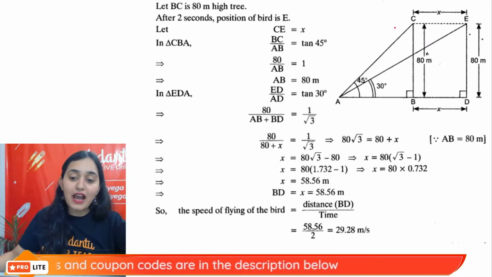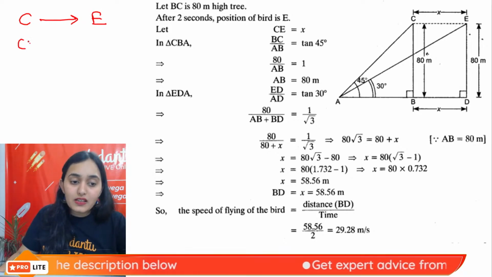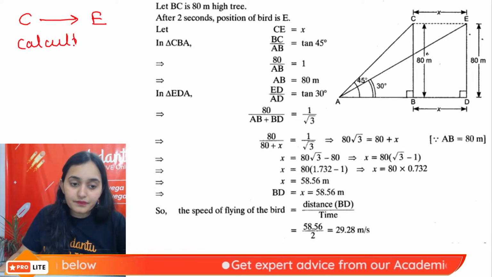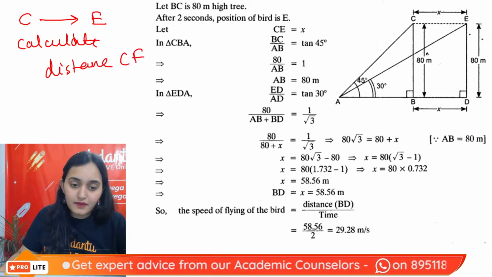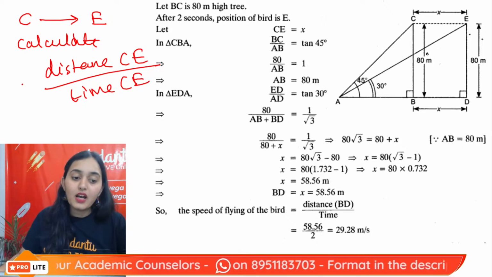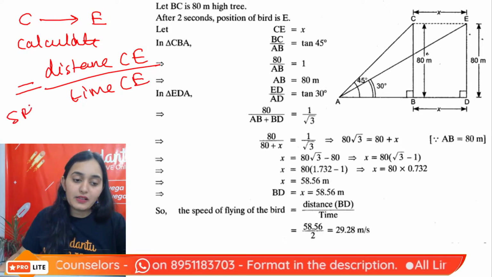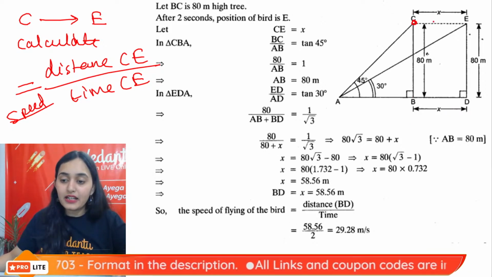Now the bird is traveling from point C to E. So just calculate the distance CE. In the question, they have given you the time for CE. When you divide, you will get the speed. That's it. So how will you get the value of C to E?